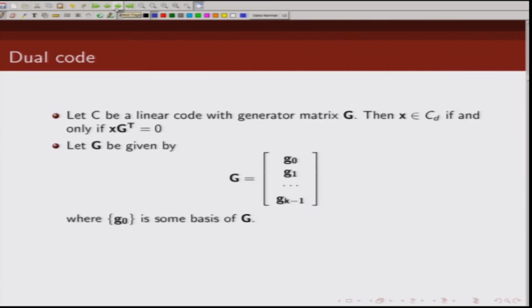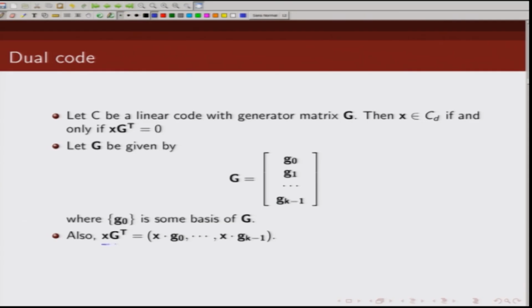So, let us write the generator matrix of a linear block code C. As you know, this is a K cross N matrix, and these G0, G1, G2, up to Gk minus 1 are the K generators, each of length N. So, this G is a K cross N matrix, and any code word can be generated using these generators G0, G1, G2, up to Gk minus 1.